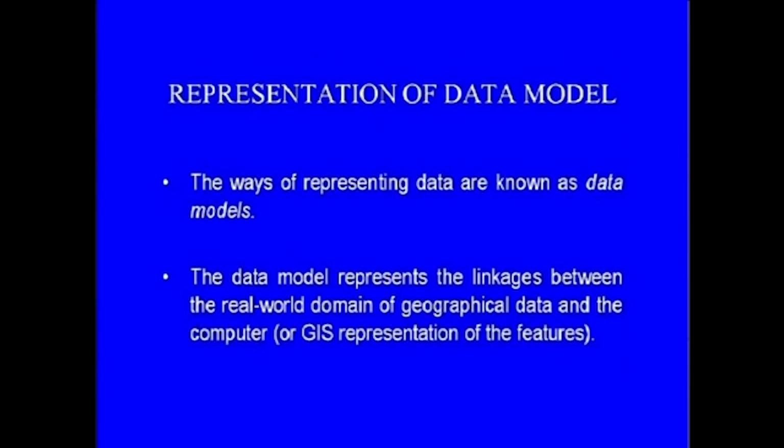Representation of data model. The ways of representing data are known as data models. The data model represents the linkages between the real world domain of the geographical world and the computer, or one can say it is the GIS representation of the features.